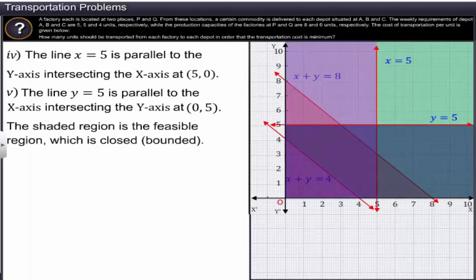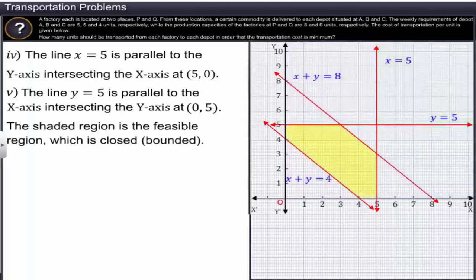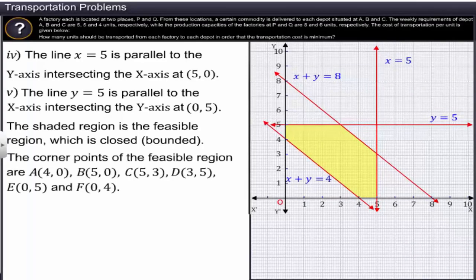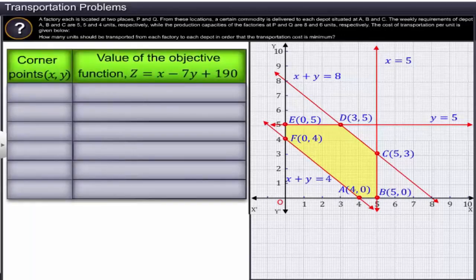The feasible region of the inequalities 1 to 5 is a bounded or a closed region. The coordinates of the corner points of the feasible region are A (4, 0), B (5, 0), C (5, 3), D (3, 5), E (0, 5), and F (0, 4). Let us substitute the corner points in the objective function.